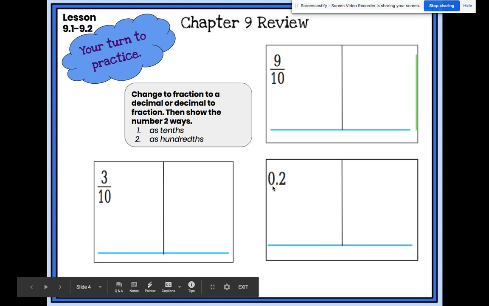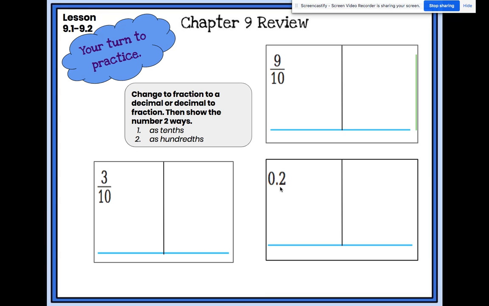And then when you come to 0 and 2/10, the decimal, you're going to convert that back to a fraction and then convert it to a fraction as hundredths. So go ahead and do that now. All right, great. Let's take a look at what you did.